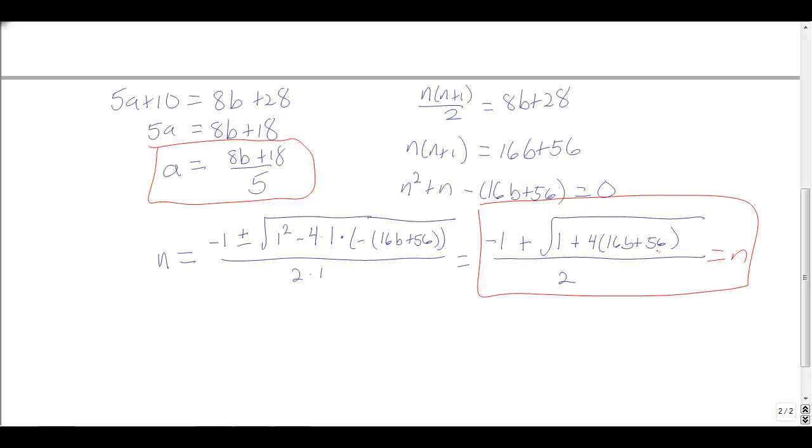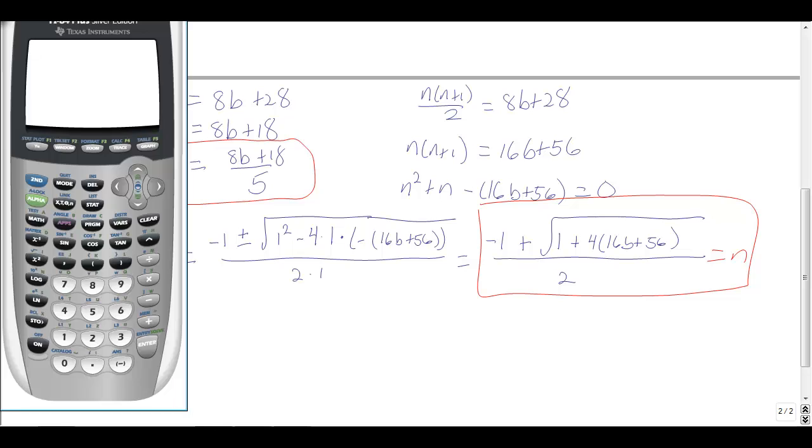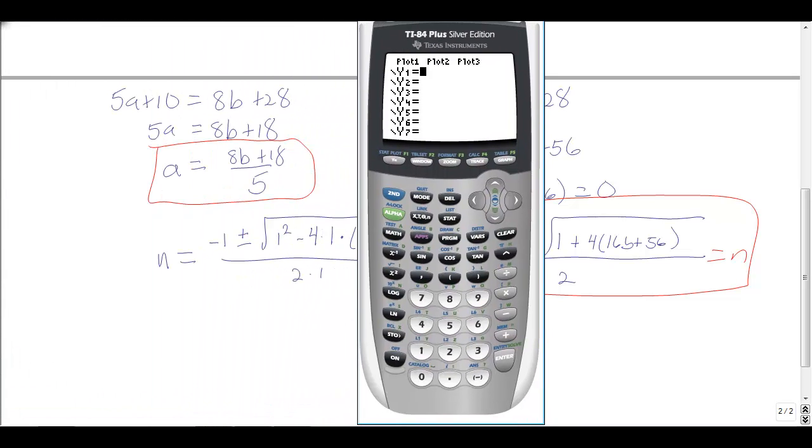Now I need to figure out values of a, b, and n that satisfy these equations, and everything's a positive integer. I don't know a nice short way to do that mathematically, but I can use my calculator to streamline this. So I'm going to go to y equals on my graphing calculator. I have my first equation, that's a equals 8b plus 18 over 5. So I'm going to put in 8, use x for b. So 8x plus 18 is like the 8b plus 18. Divide by 5. So that gives me y1, which is effectively a.